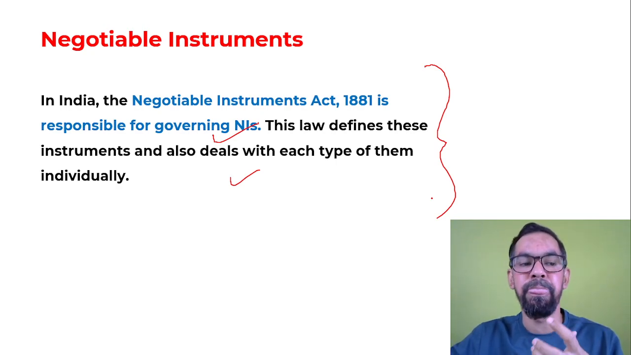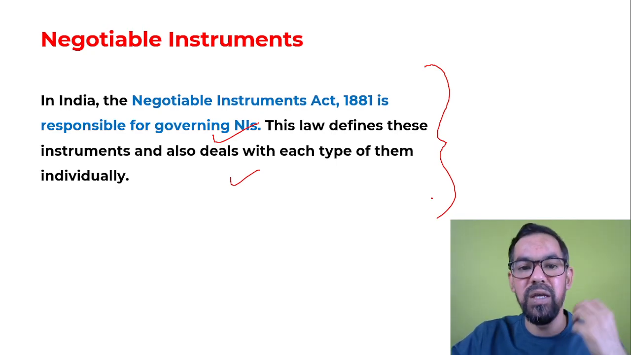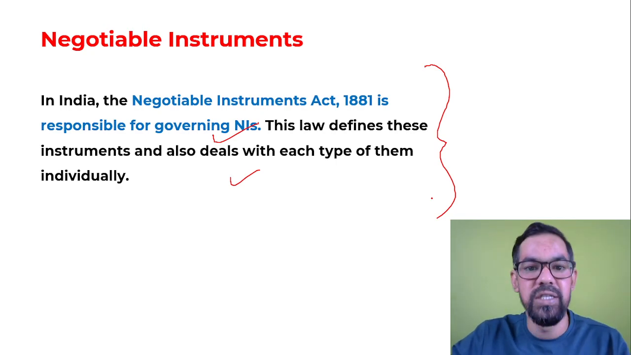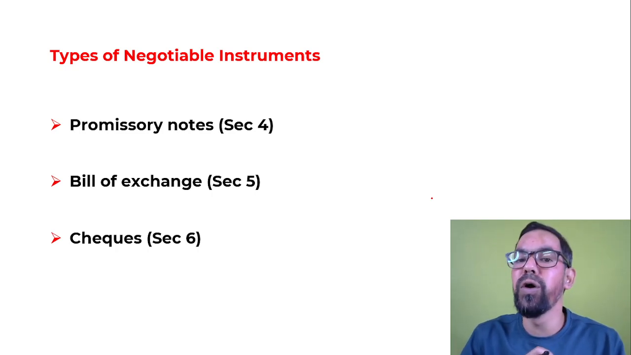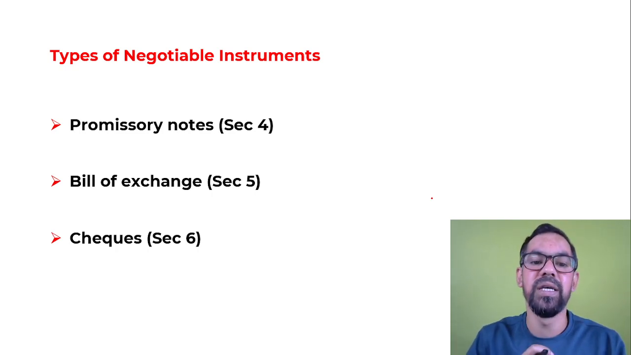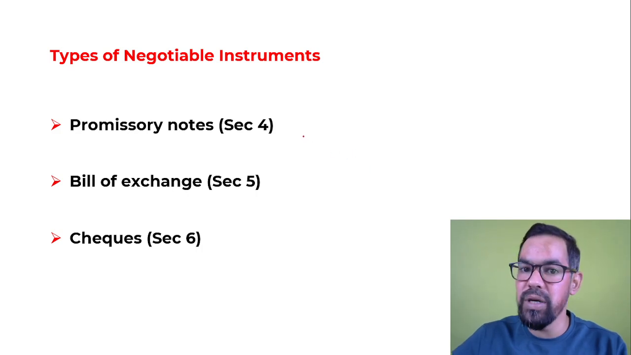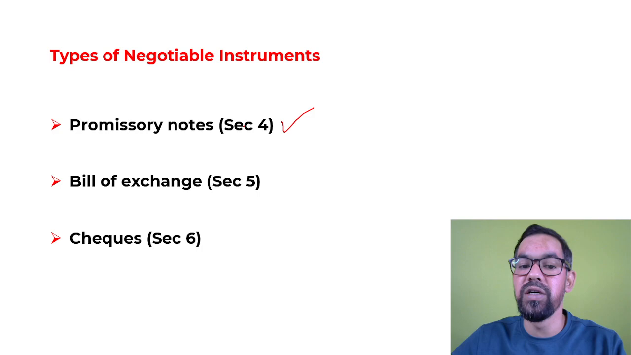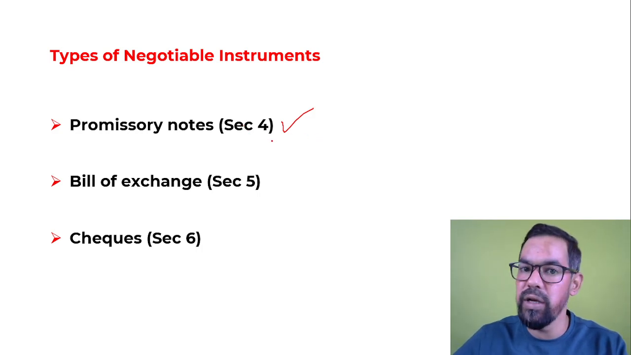I'll come with a detailed video on cheques and the different types of cheque, or the bill of exchange and the types of bill of exchange. Whenever you talk about negotiable instruments and their types, we have three major negotiable instruments. One is the promissory note, which is defined under Section 4 of the Negotiable Instrument Act 1881.